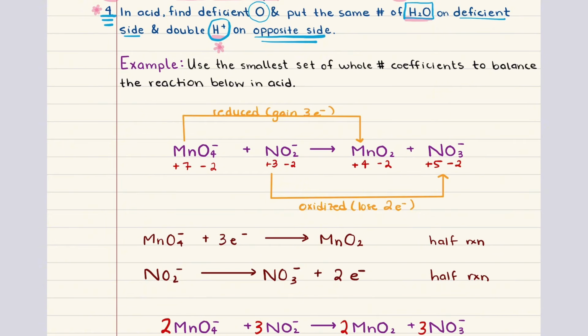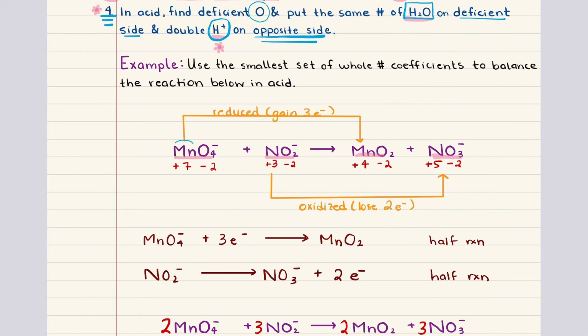Okay, keeping that in mind, let's apply it to our first example, which asks us to use the smallest whole number coefficients to balance the reaction between permanganate ion and nitrite ion in acidic solution. The unbalanced reaction is permanganate ion plus nitrite ion yields manganese dioxide plus nitrate ion. Let's start by assigning oxidation numbers.